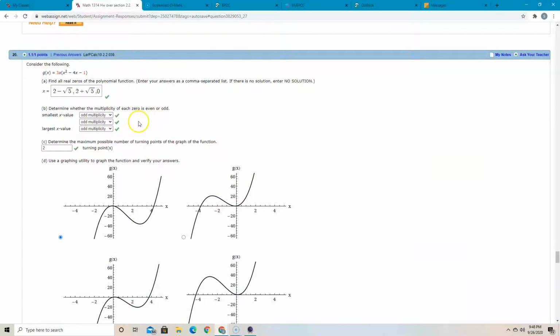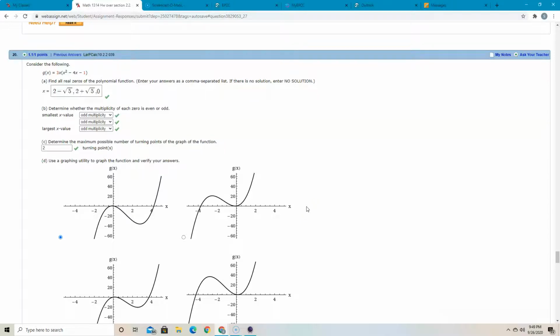And so, when they say smallest x value, the smallest one was this one, 2 minus the square root of 5. And the largest one is this one, 2 plus the square root of 5. And this one's in between. So if these were different, maybe one of them was even or something, you'd have to know this one is the smallest one, this one is the largest one, and this one is the middle one. Okay. Now just match.